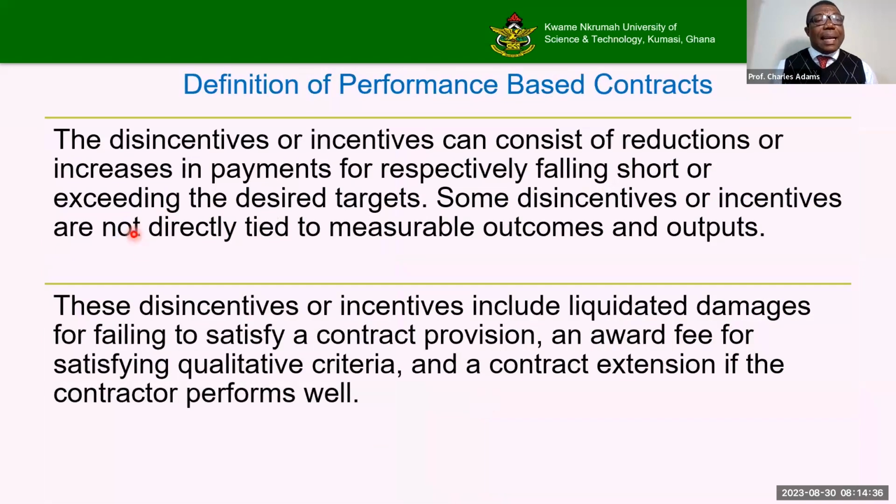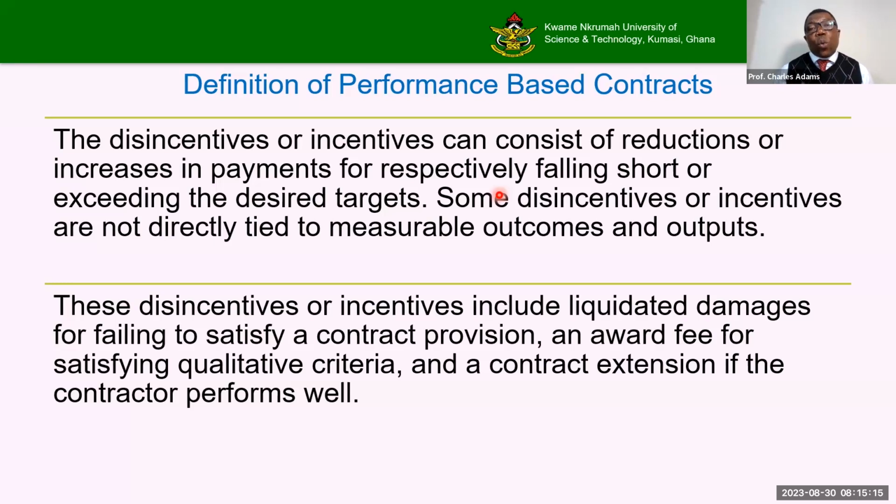Now, as I said earlier, these incentives consist of reductions or increases in payment for respectively falling short or exceeding desired targets. Some disincentives or incentives are not necessarily tied to measurable outcomes or output. Like I said, your staff haven't even signed a contract. So the contractor employs staff, but sometimes they don't sign any contract. If it is part of the requirements that he's supposed to meet, he can be penalized. If he doesn't follow environmental rules, he can be penalized.